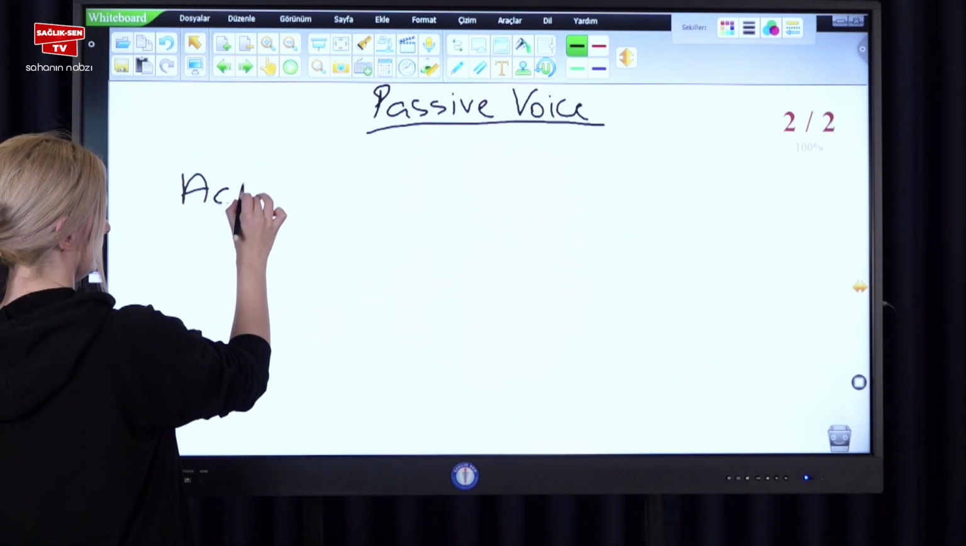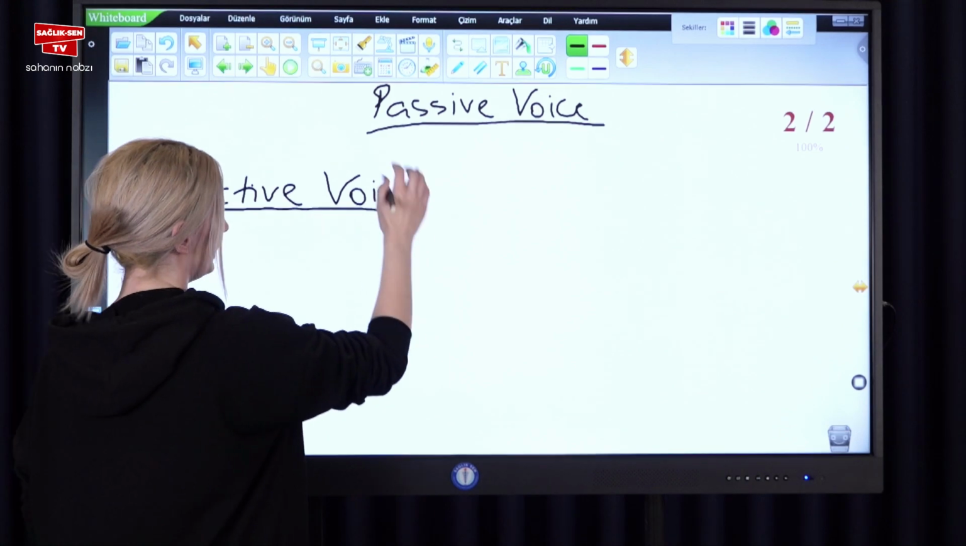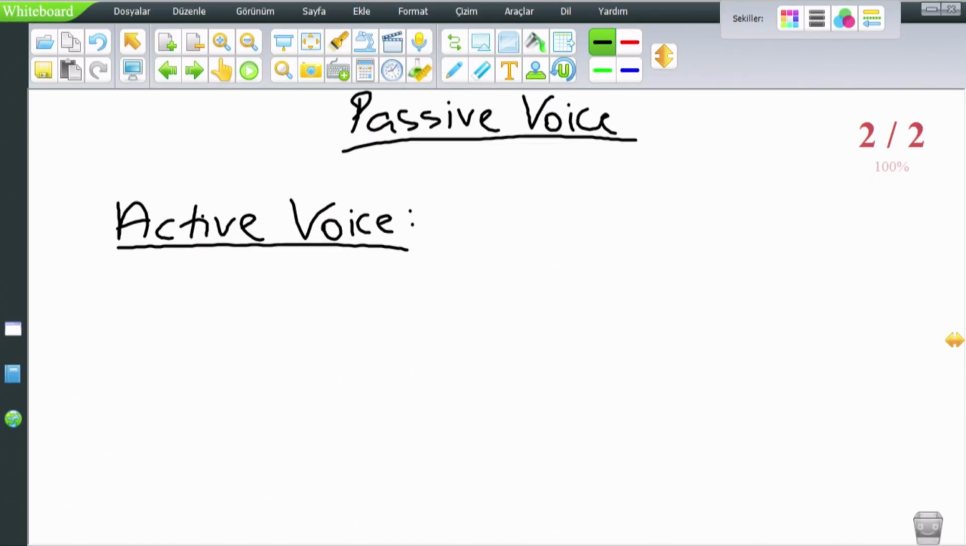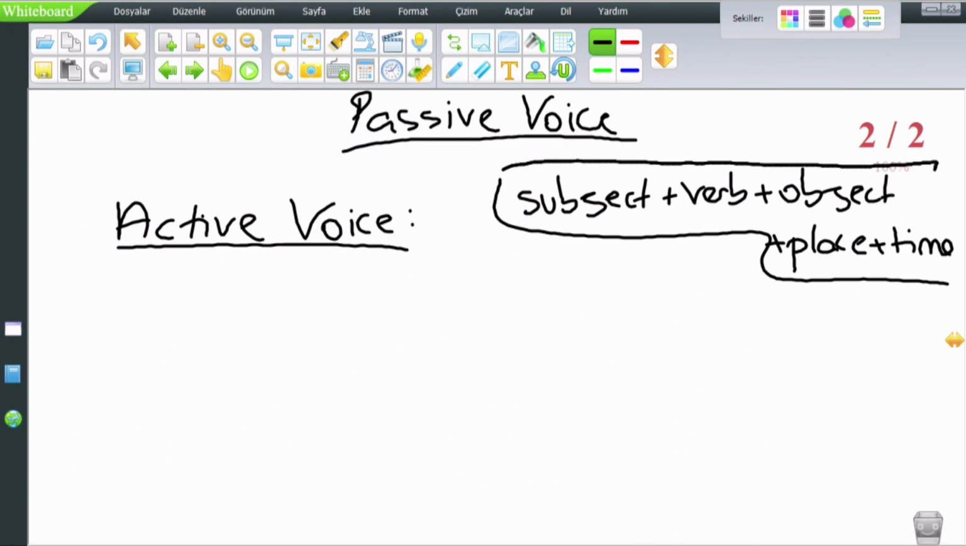First of all, let's have a look at what is active voice, what is passive voice. Our normal grammar structure of our sentence is we start with our subject, then verb, object, place, and time. This is our regular sentence structure in any tense we have.